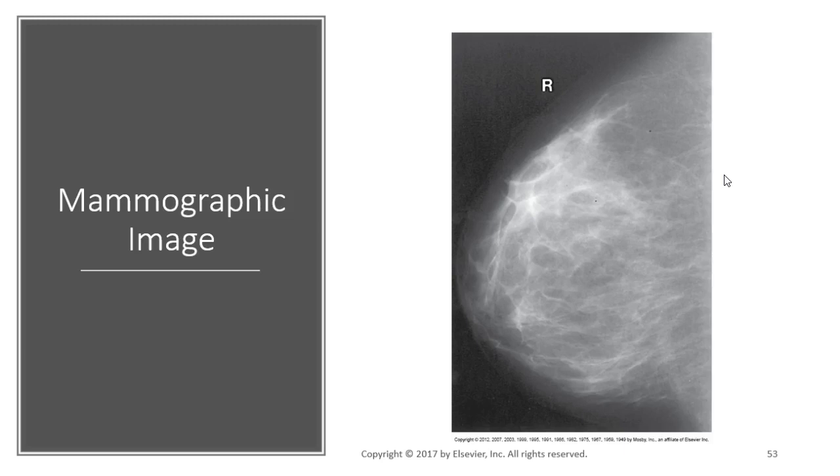So this is a CC view of the right breast. And ooh, they're kind of close. They've actually clipped some anatomy. So glandular tissue here, fat. Also, as we get older, our glandular tissue is replaced by fat.